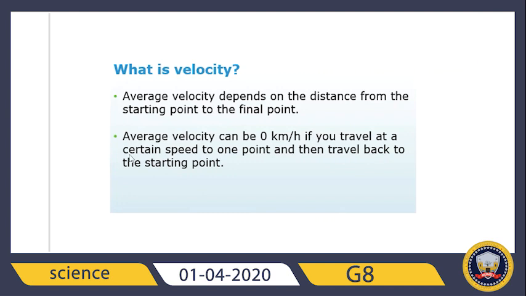Average speed, if you remember, depends on what? It depends on the total distance traveled along a path, while, as we said, average velocity depends on the straight line distance from the starting point to the final point, or the displacement, in other words.